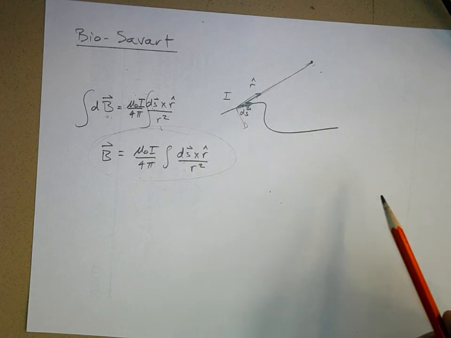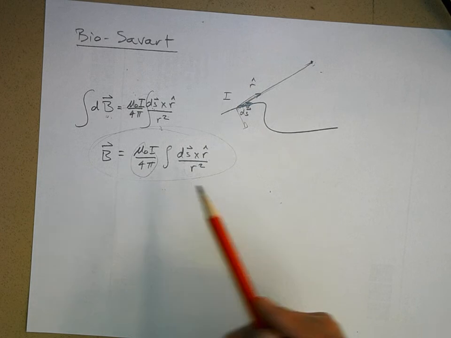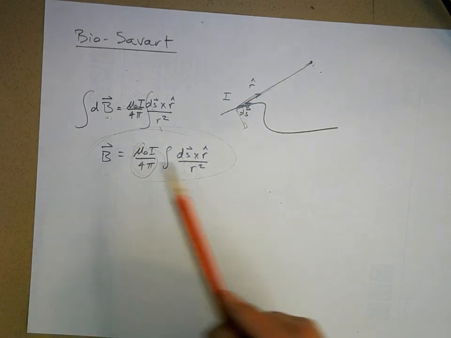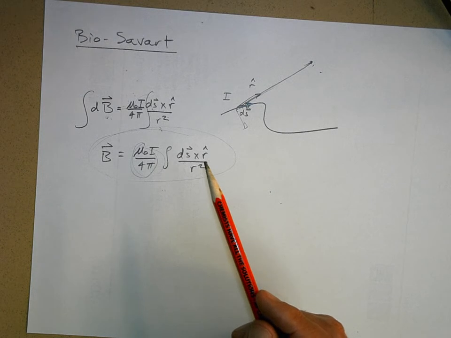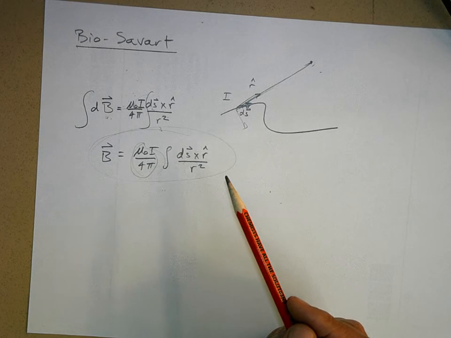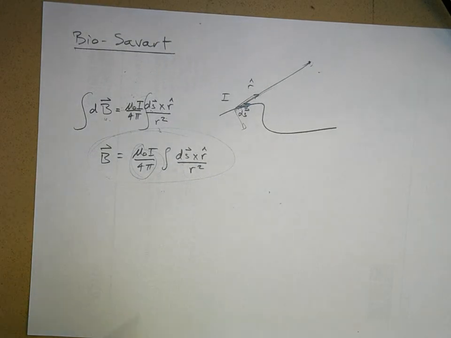Okay, mu naught over 4 pi. What is that? It just makes the units work. And mu naught, what is it? 4 pi times 10 to the negative 7. By definition, it's a definition, not a measured or calculated quantity. Anyway, using the Biot-Savart law, we came up with a much more commonly useful equation.